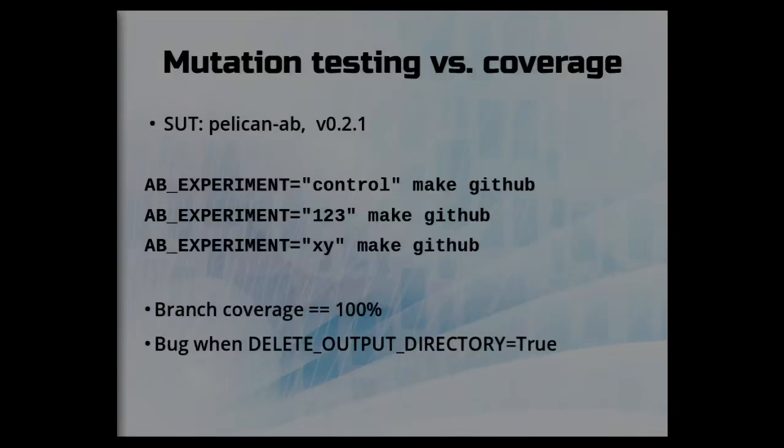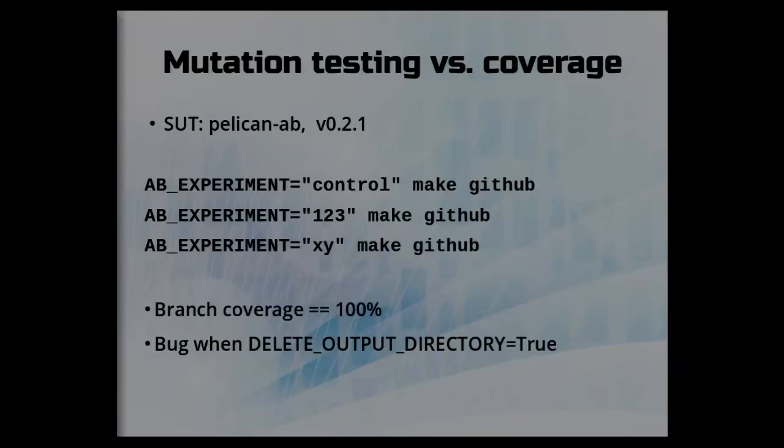So my software under test is called Pelican AB. This is a very small library. It's a plugin for Pelican. Pelican is a static HTML generator for Python, which you can use to run your blog or your site on. And Pelican AB gives you one additional tag for the templating markup, which you can use to encode varying layout for your website. So, for example, you can change the color of links or colors of buttons, stuff like that.